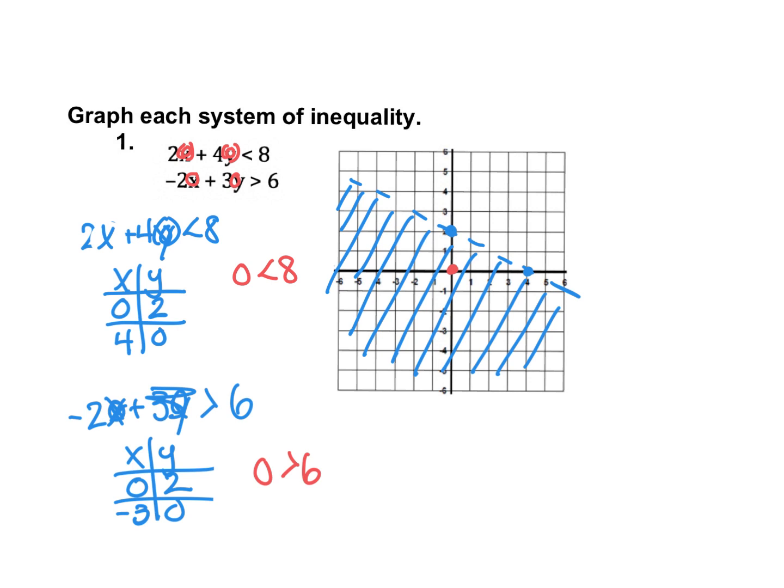So let's go ahead and graph this line. I'm going to have 0, 2, and then negative 3, 0. And again, because it's just greater than, it's going to be a dotted line. All right, and 0 is not greater than 6, so we're shading in the opposite direction. And right in here where it's doubly shaded, that is the solution to this system.